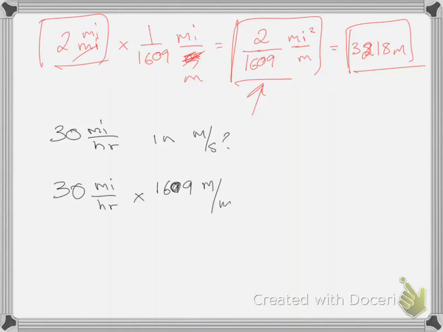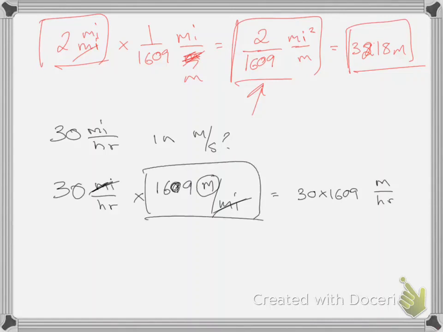So we've got 1,609 meters per mile. That converts miles to meters because the mile on the top in 30 miles per hour cancels with the mile on the bottom in the conversion factor. And we're left with meters on top. So that would give us 30 times 1,609, plug that into your calculator, whatever it is, meters per hour. Okay, now we got to get meters per second. Well, the conversion factor for hours to seconds is 3,600 seconds equals 1 hour.